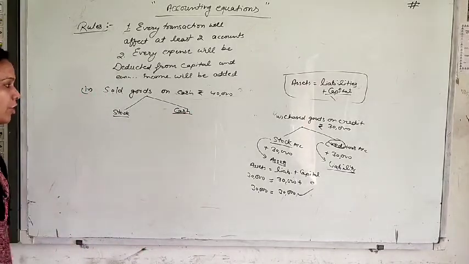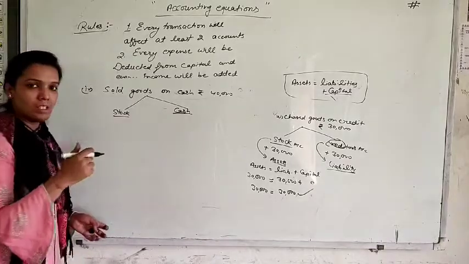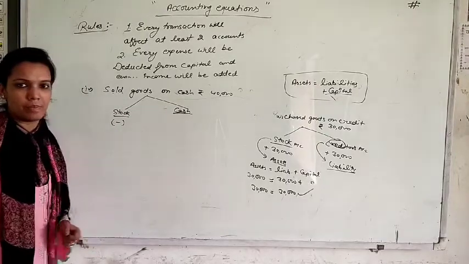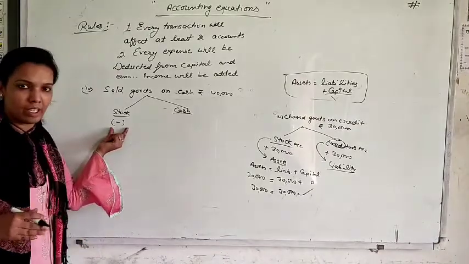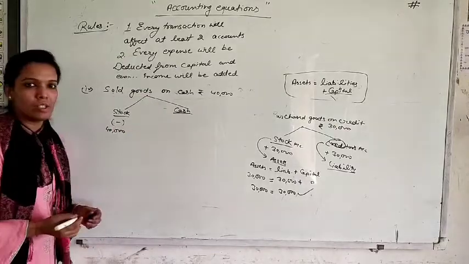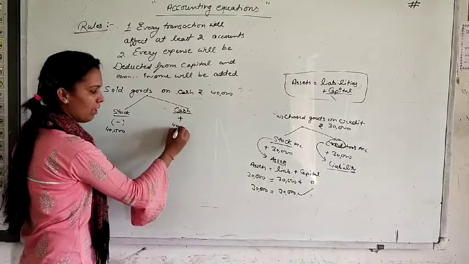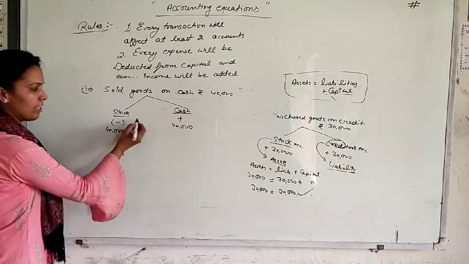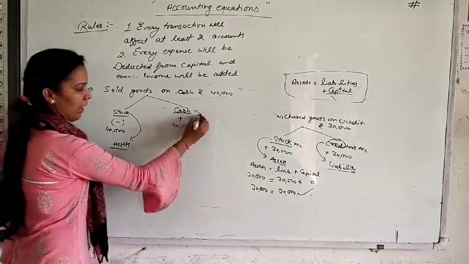Now see which account will increase and which account will decrease. You are selling goods, it means goods have gone from your business, that is minus, because you have decreased the stock in your business. So stock will decrease by rupees 40,000. And when you sold the goods, you have received cash from the customer, it means your cash increased by 40,000. Now see which is asset and which is liability. Stock is an asset and cash is also an asset.